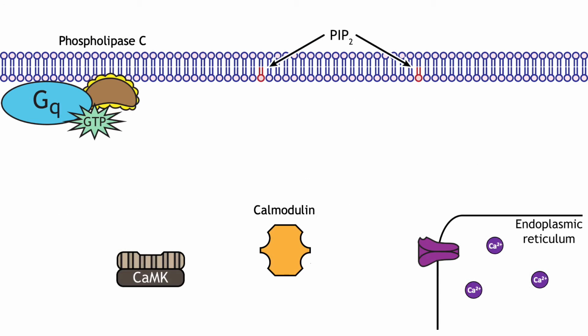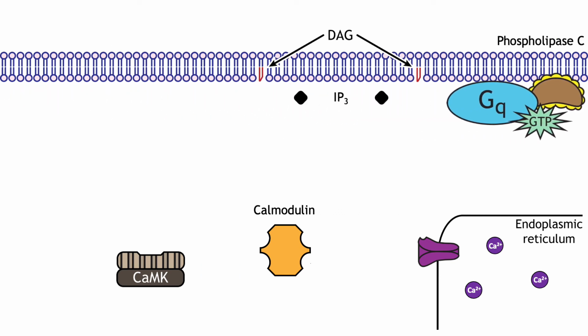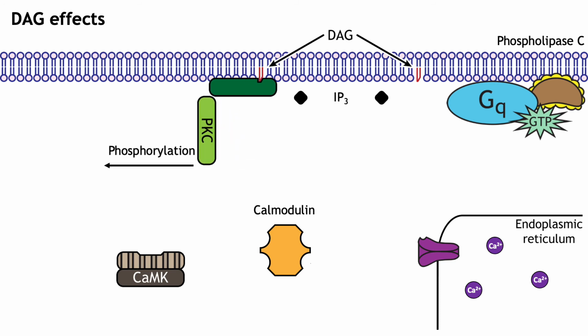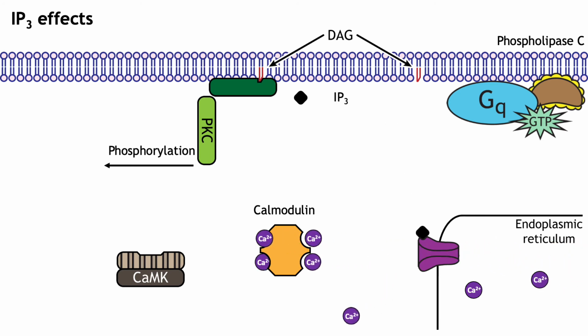The GQ alpha subunit initiates a separate signaling pathway in the cell by activating phospholipase C. Phospholipase C targets PIP2, which is a phospholipid present in the plasma membrane of the cell. PIP2 is split into two cellular molecules, IP3 and DAG. DAG remains in the membrane and interacts with protein kinase C, PKC. IP3 moves to the endoplasmic reticulum, where it opens calcium channels and allows calcium to flow into the cytosol.